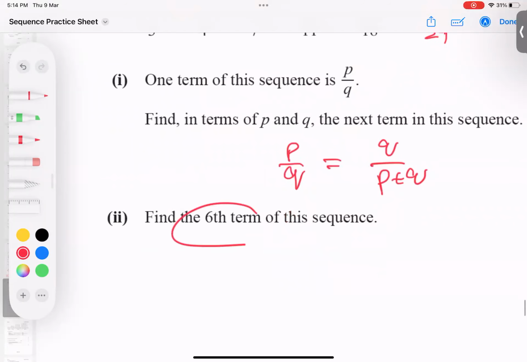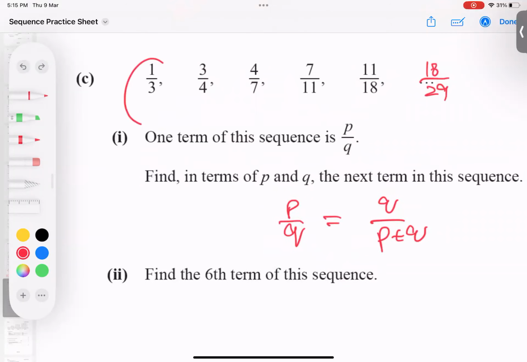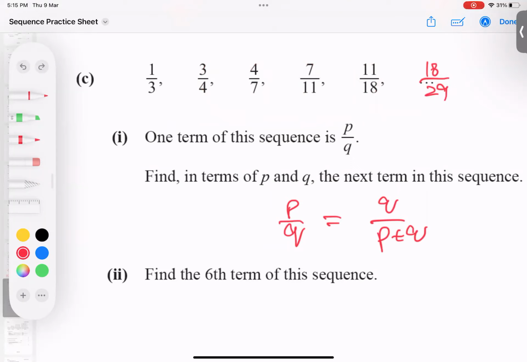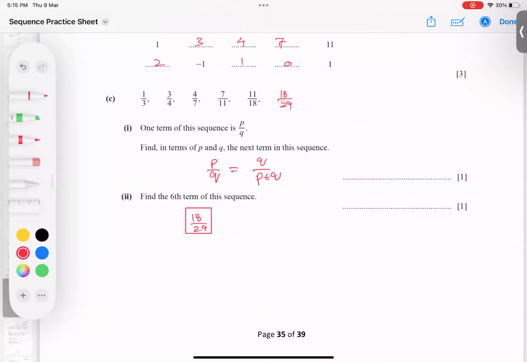And he's asking to find the 6th term. So not a hard job. Put 6 up and 6 down. Wait a minute. He said 6th term. 1, 2, 3, 4, 5. Oh, I got the 6th term already. So no need to do it. So it means 18 by 29 I got already. So Alhamdulillah Rabbil Alameen. And I believe the concept is totally clear.